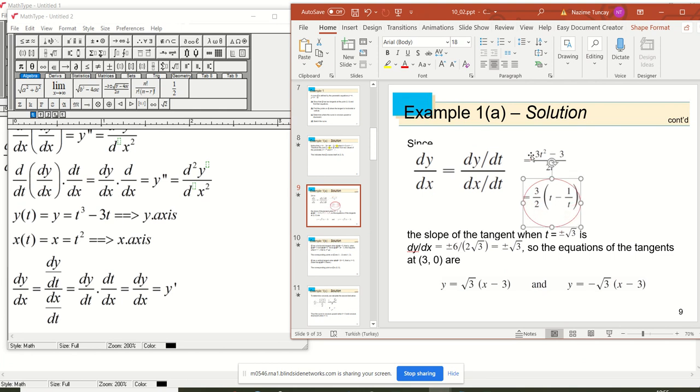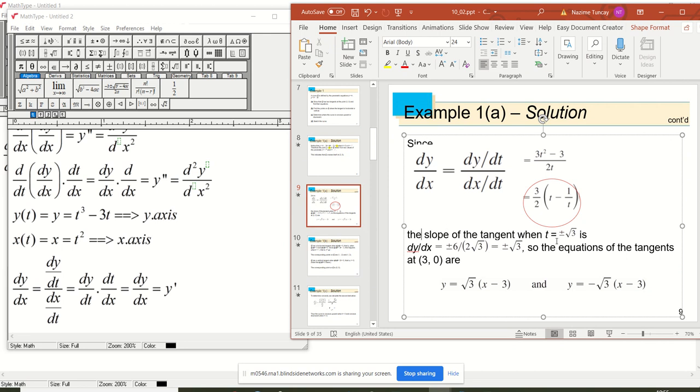So how do you simplify it? We take common brackets of 3 over 2, and we see that this is t minus 3 over 3, so 3 over 2 was here, so it is 1 over t. So here we get this result.